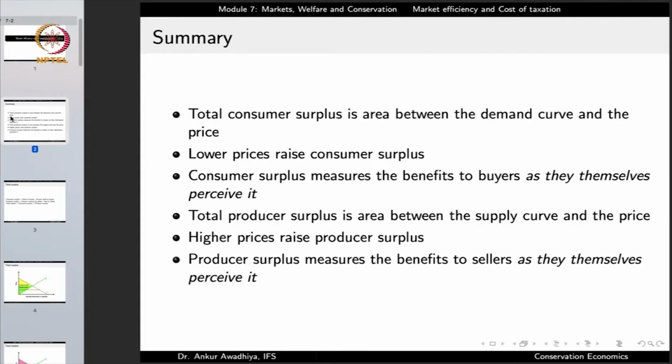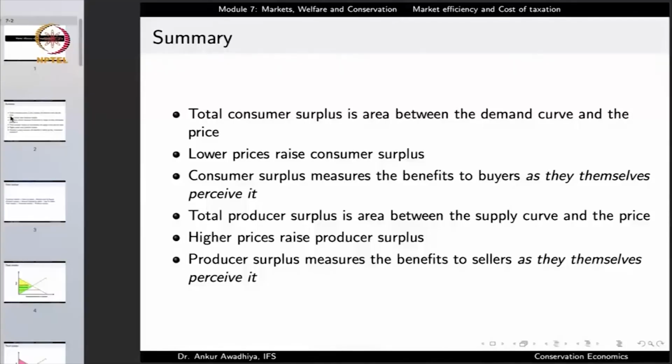And consumer surplus measures the benefits to buyers as they themselves perceive. This is because the consumer surplus is measuring the difference between the value of a good to a buyer and the price that the buyer has to pay to get that good. So if I as a buyer have put a value of 50 rupees to this pen, and if this pen is available to me for 20 rupees, so this difference of 50 rupees minus 20 rupees, which is 30 rupees, is my consumer surplus. It is the surplus that I am getting because in my eyes, this good has a greater value and I am able to get it at a lower price.